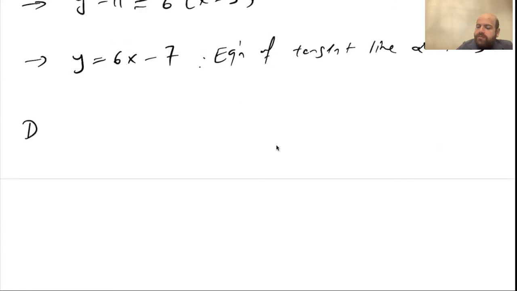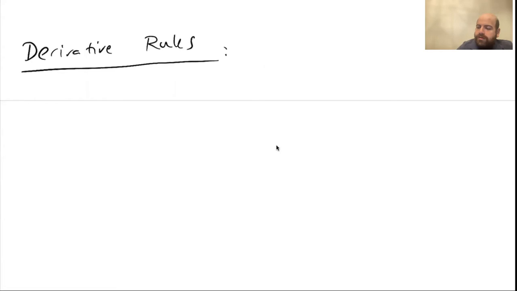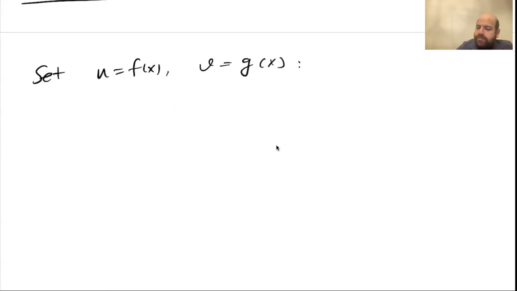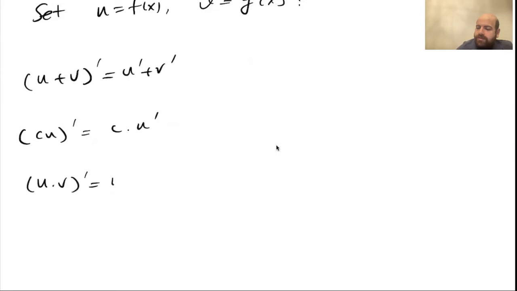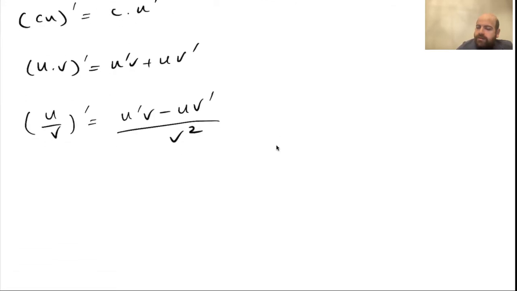We also looked at the derivative rules. For example, let's say we set u equals f of x, v equals g of x. Then we can say that the derivative of u plus v is u prime plus v prime. The derivative of c u is c u prime. The derivative of u times v is u prime v plus u v prime. The derivative of u over v is u prime v minus u v prime, divided by v squared. The derivative of f of u is u prime times f prime of u. This is called the chain rule.